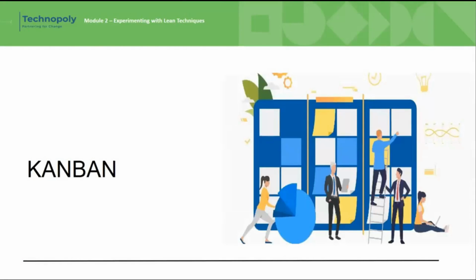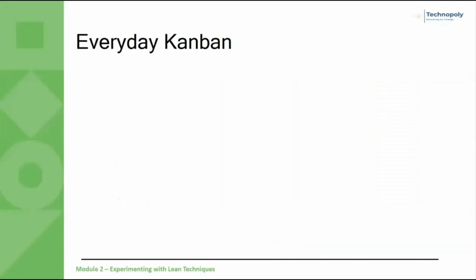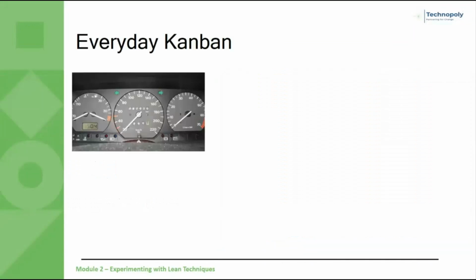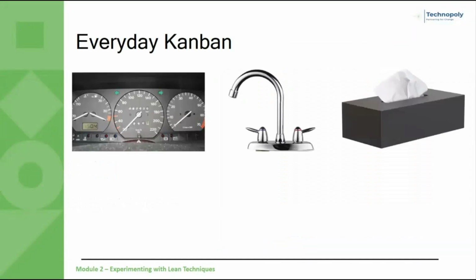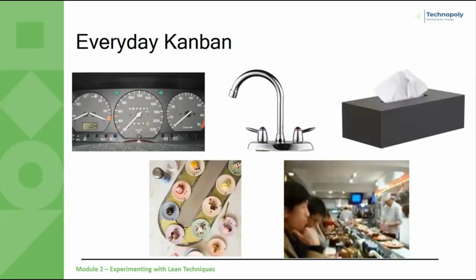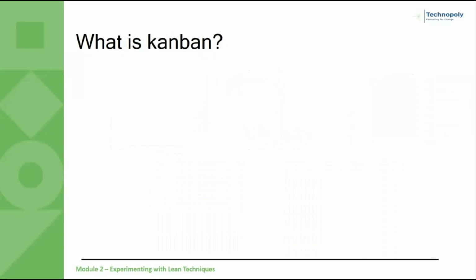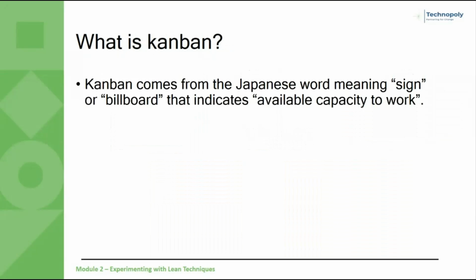The next visual control is Kanban. In our daily life, we have once encountered or experienced Kanban. We can see Kanban inside our vehicle, in a sink, in a box of tissue, even in our favorite restaurant. So what is Kanban? It comes from the Japanese word meaning sign or billboard that indicates available capacity to work.